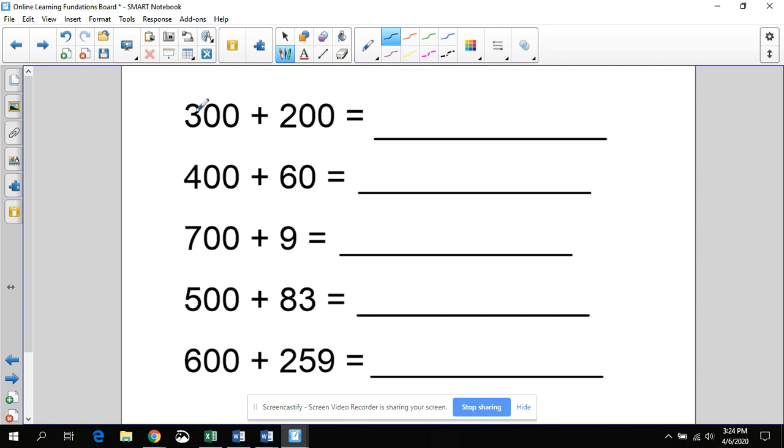You will see hundreds added to hundreds with no tens or ones. For those, I just do 3 plus 2, which is 5. And then I have my two zeros, 500. 300 plus 200 is 500. You will see hundreds added to tens with no ones. So here, I'm not adding any new hundreds, so it stays 4. I am adding 6 tens, 460, and then I still have no ones, so 400 plus 60 is 460.